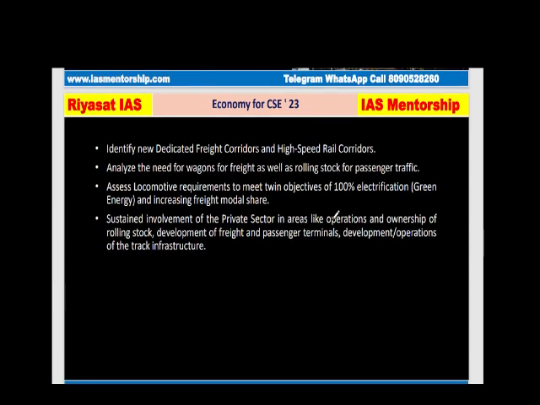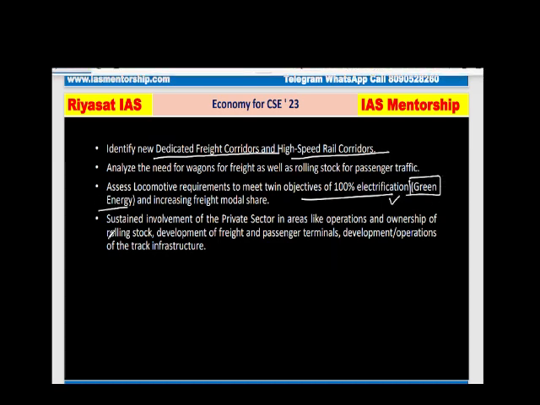Now in this there will be identification of dedicated freight corridors also, high speed rail corridors also, and there will be proper access to locomotive requirements to meet the twin objective. What is the twin objective? Two main objectives: your 100% electrification through green energy, remember, through green energy, not by coal, and increasing freight modal share. Understood? Also, there will be sustained involvement of private sector.